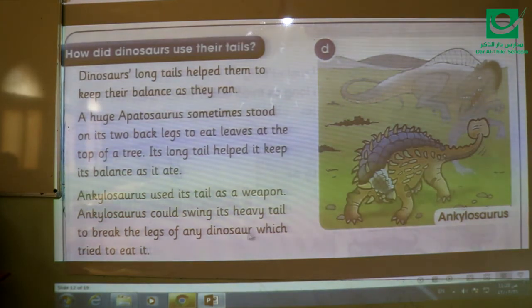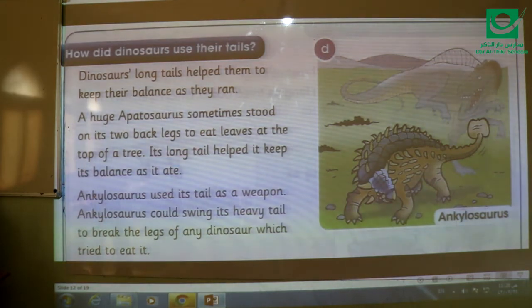Number 43. So, just a minute. Could dinosaurs walk on two legs? Yes. We listen to this and the teacher, we will continue reading this. Okay, dinosaurs' long tails helped them to keep their balance as they ran. Balance, yeah, not to fall down, what I mean. So the tail helped the dinosaurs to keep their balance.